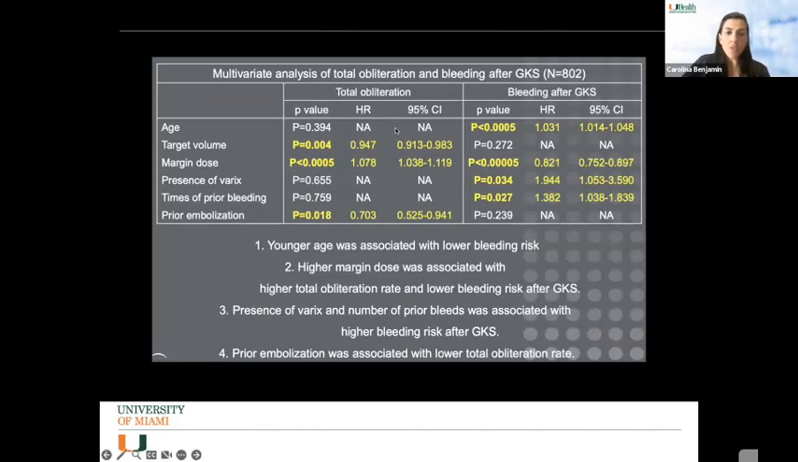So what did this Pittsburgh study tell us? Essentially, younger age was associated with a lower bleeding risk. Higher margin dose was associated with a higher total obliteration rate and lower bleeding risk after Gamma Knife. Presence of a varix and number of prior bleeds was associated with higher bleeding after Gamma Knife, and prior embolization was associated with a lower total obliteration rate.